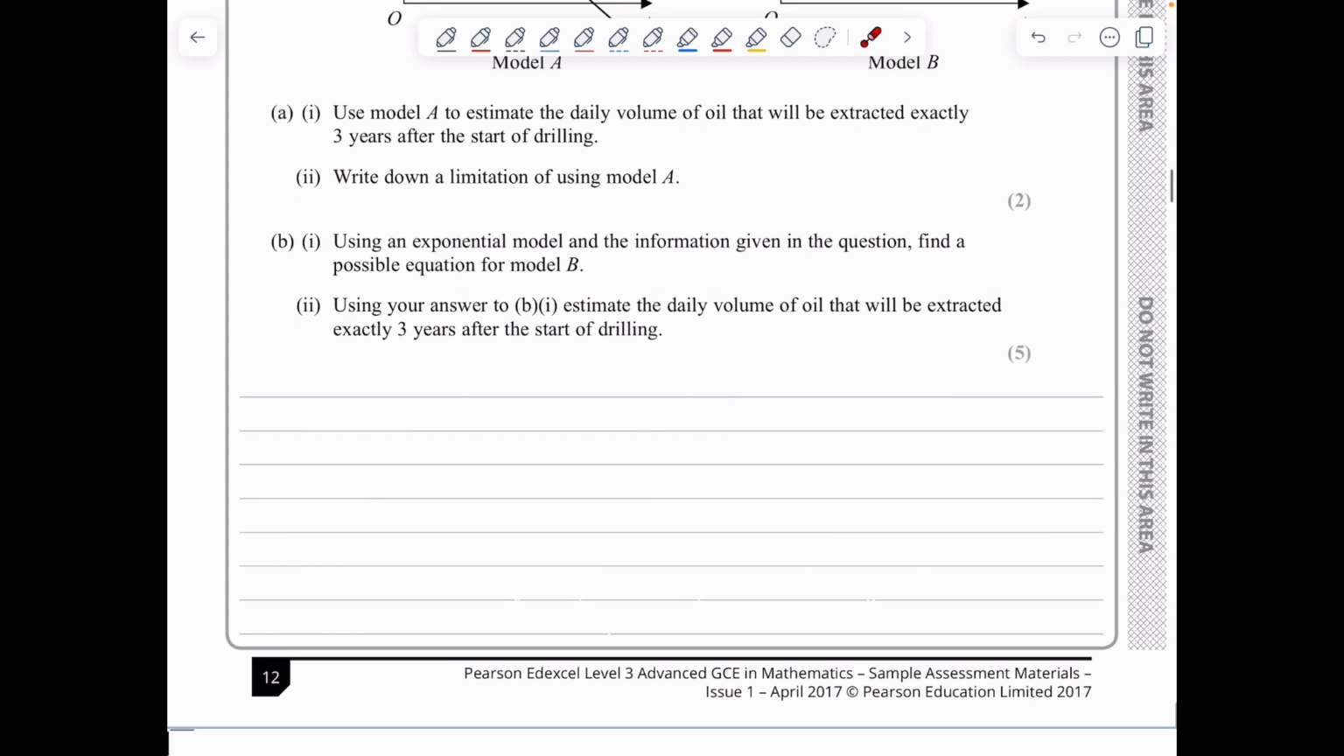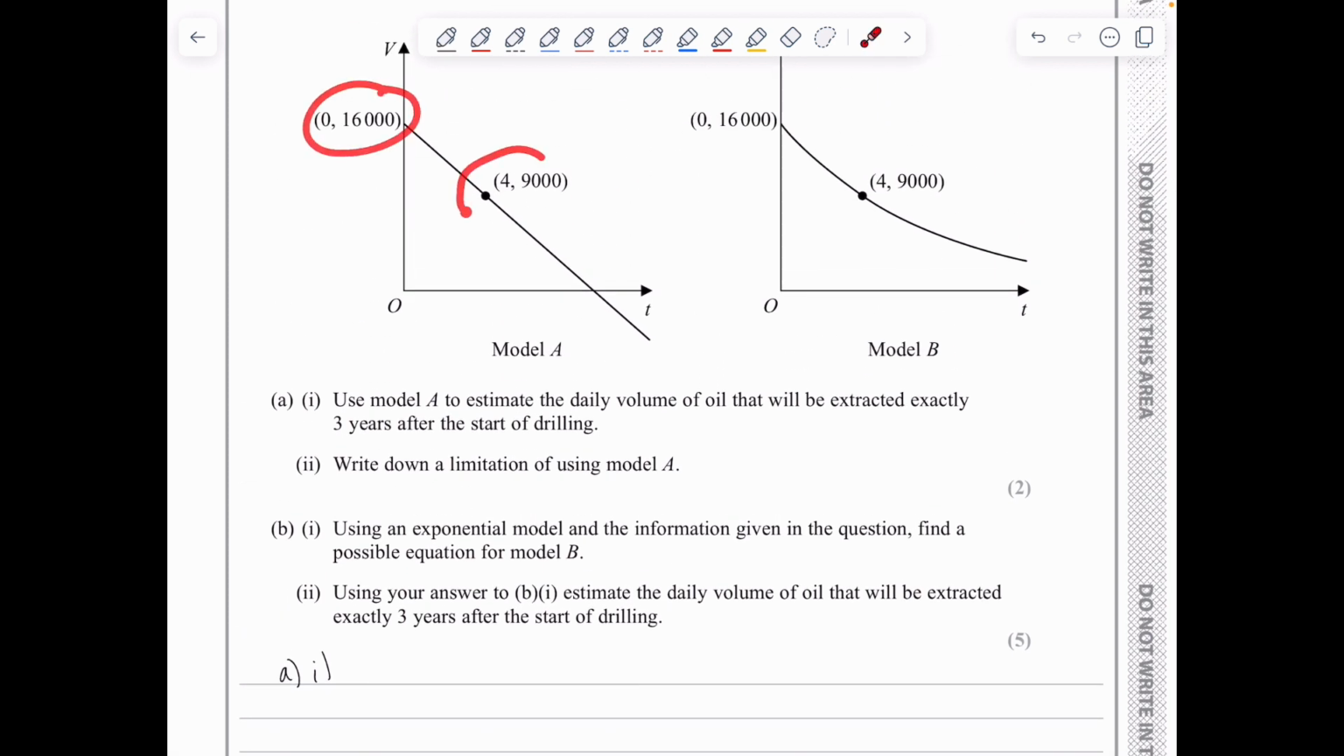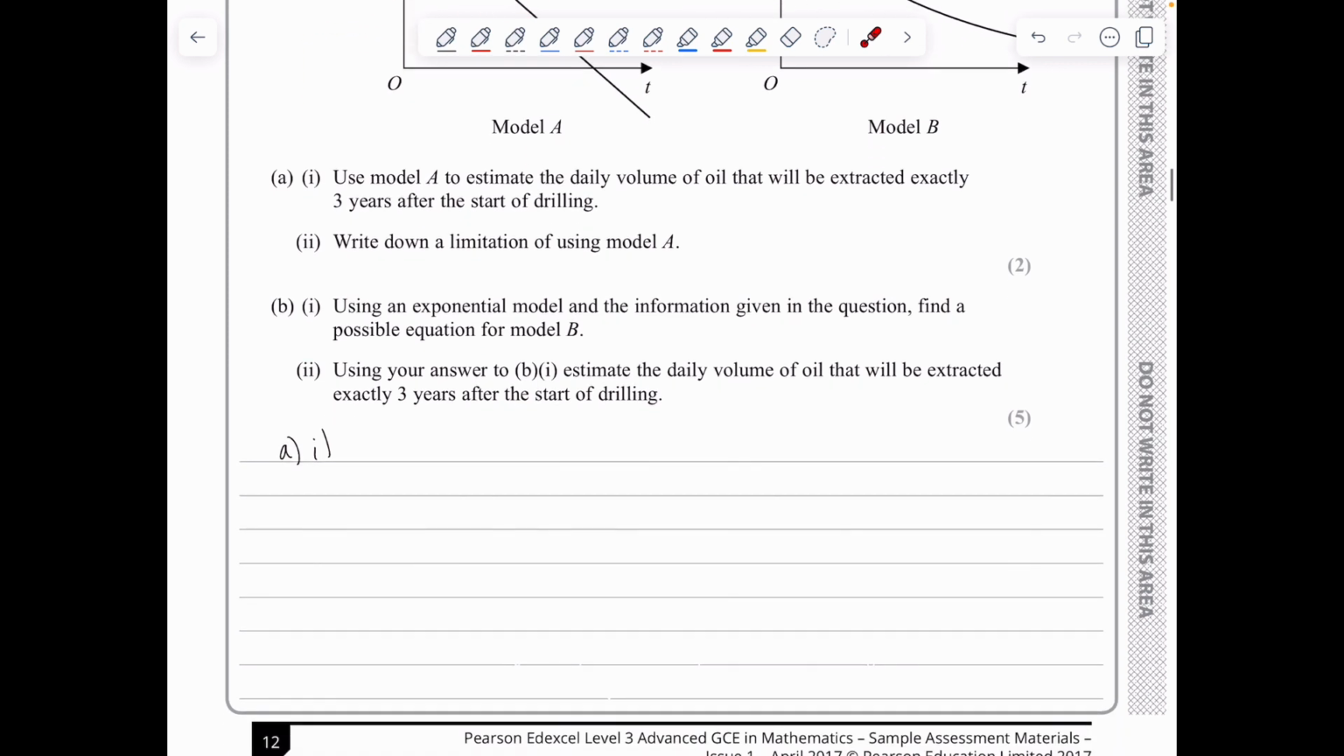So for this one, I will start by finding the gradient of the straight line. We actually have 2 points through which the line passes, the (0, 16,000) and the (4, 9,000). So I'm just going to do y2 minus y1 over x2 minus x1 to get the gradient. So 9,000 minus 16,000 over 4 minus 0. This gives an answer of negative 1,750. We know that the line cuts the vertical axis at 16,000. That's the y-intercept. And therefore we have that V is 16,000 minus 1,750t.